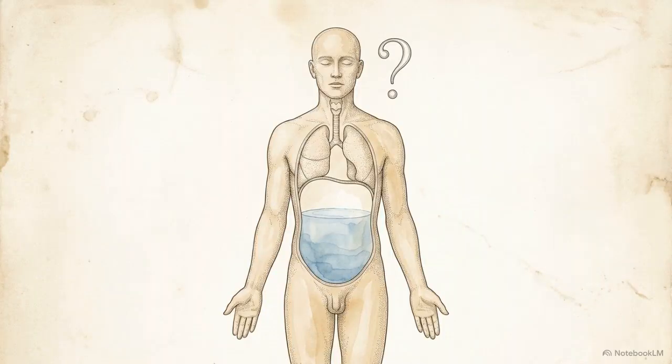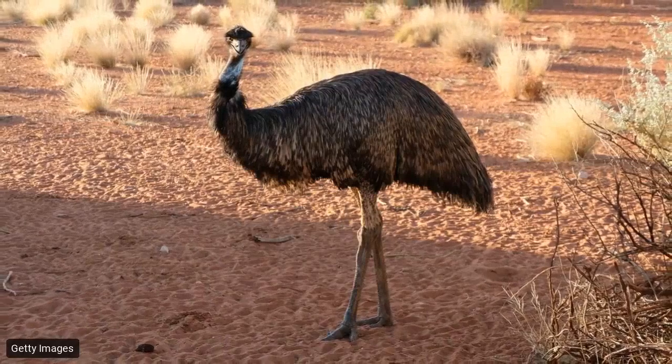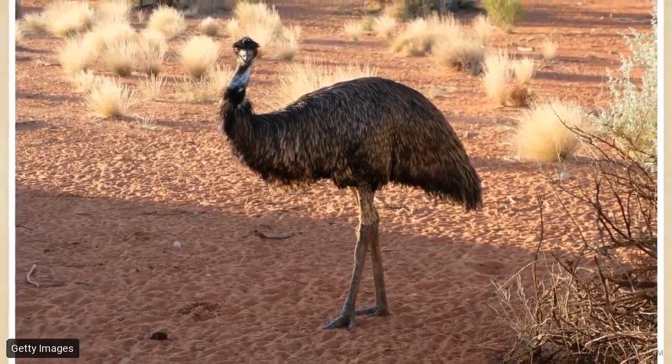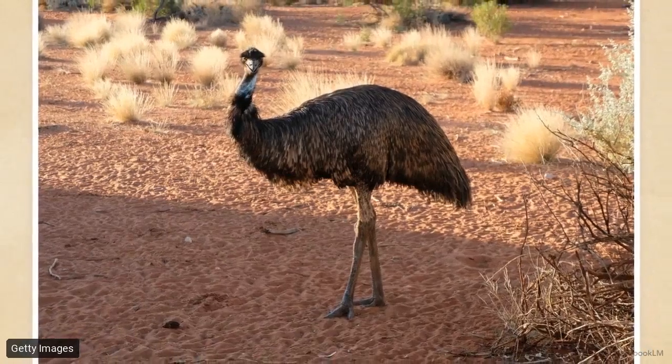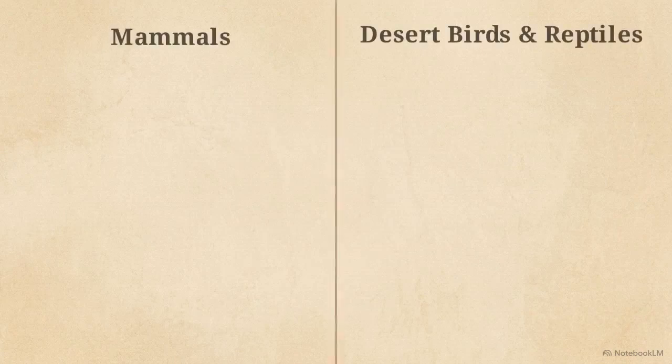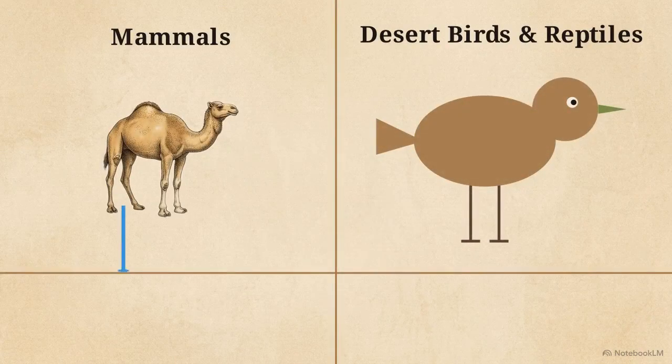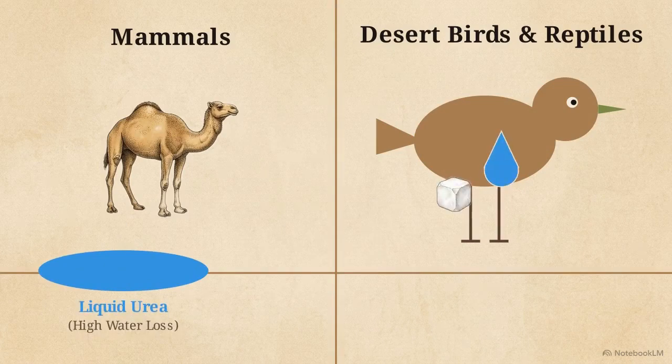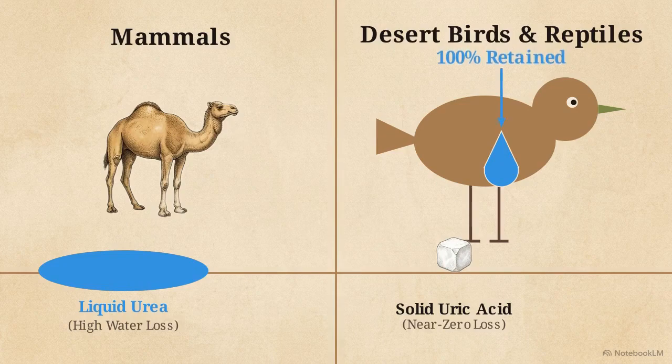Now, think about how mammals excrete waste. We lose a lot of liquid water. How do you think desert birds, like the bustard or emu, and reptiles manage their waste without dehydrating? Instead of liquid urine, desert birds and reptiles excrete solid, white uric acid. This chemical adaptation reduces their liquid water waste to almost zero.